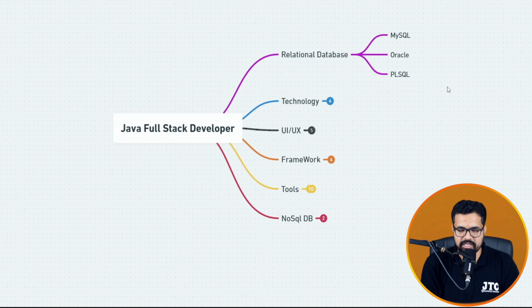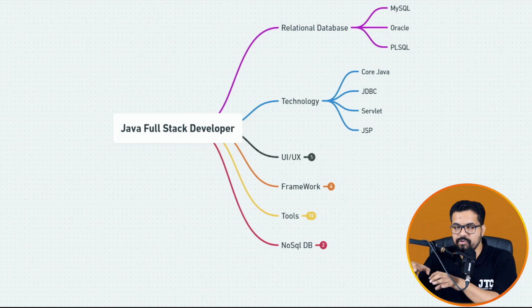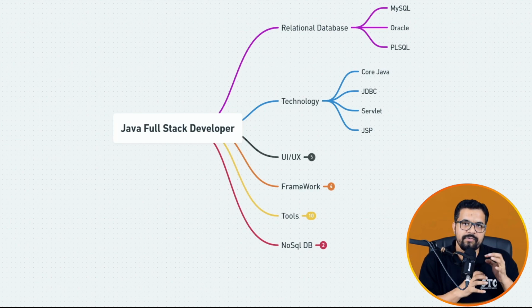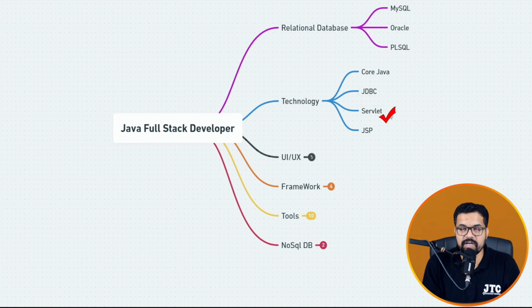Now next, coming to the technology. If you are going to become a Java full stack developer, these are the following things in which you must have sound knowledge. One is core Java, JDBC, servlet, as well as JSP. Core Java is the basic technology. It's a programming language.